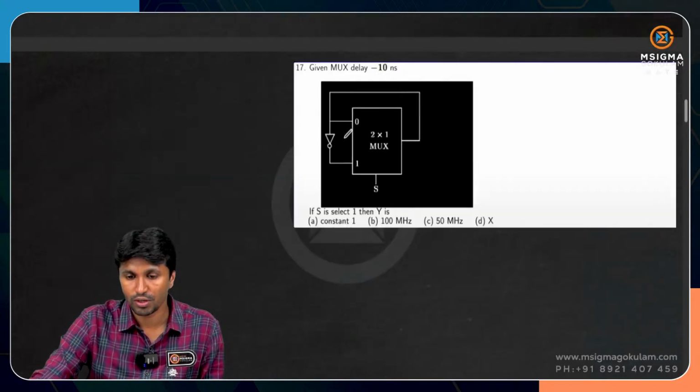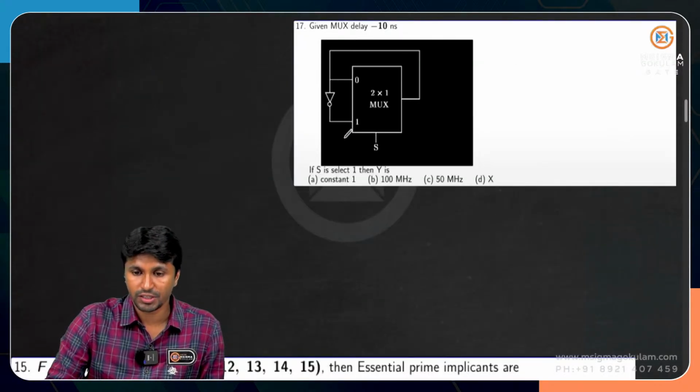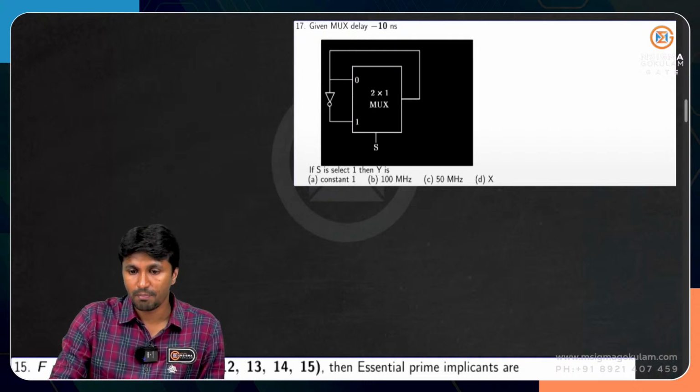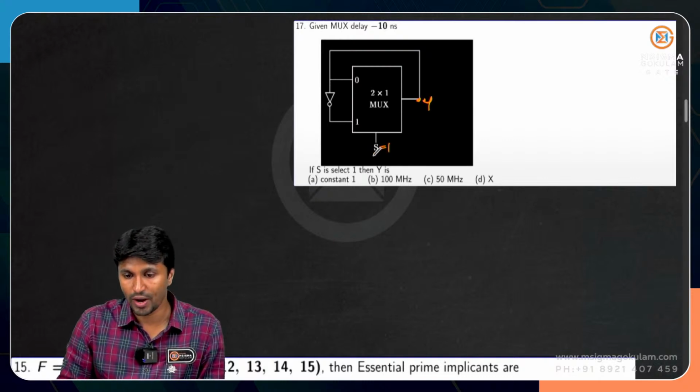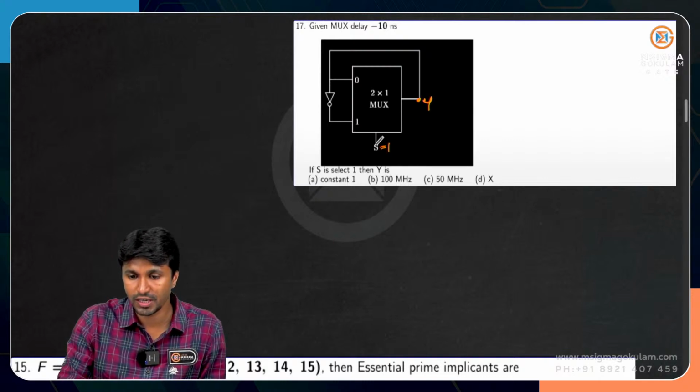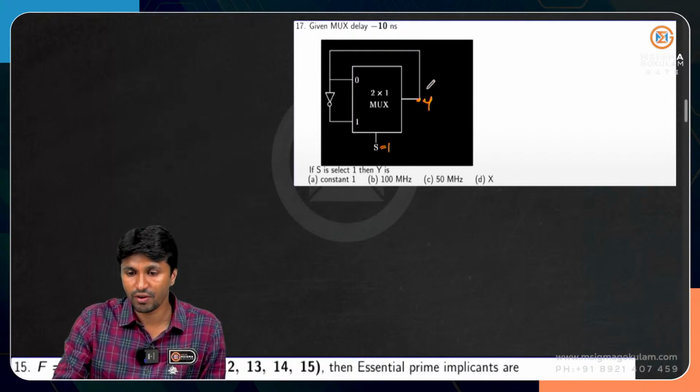Now let us move on to the next problem, which is a problem on multiplexer. Look at this one. If the select input S is 1, then what is Y? So this must be the output Y. S is set at 1, so obviously it selects this input. This input will be connected to the output. Initially if Y is equal to 0, so this will be 0.